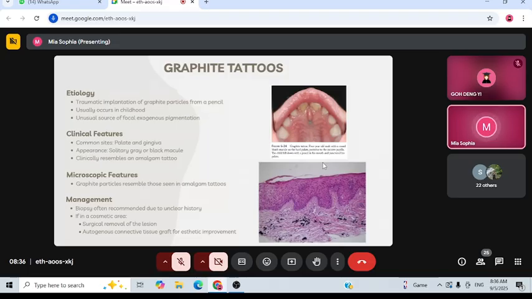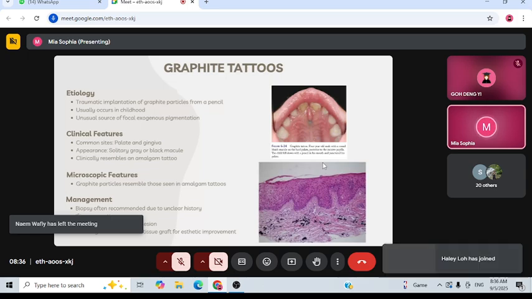Clinically, they present as a solitary gray or black macule, most commonly found on the palate or gingiva. They can look quite similar to the amalgam tattoos, which makes the diagnosis a bit tricky, especially when there is no clear dental history to support an amalgam source. Under the microscope, graphite particles closely resemble those of amalgam tattoos. There is usually no distinctive histological difference that sets them apart visually.